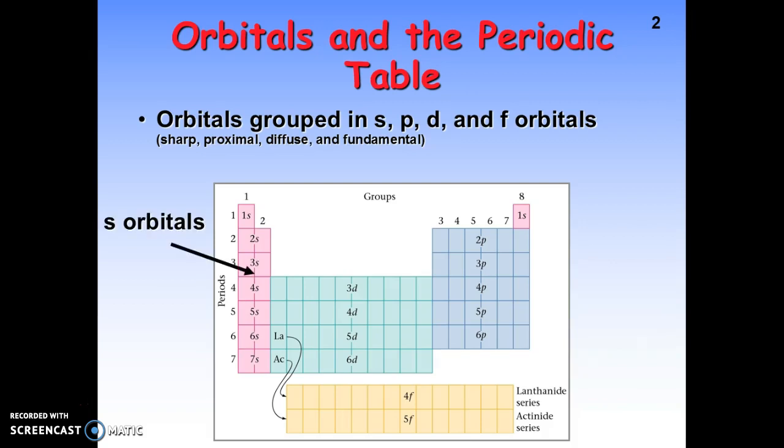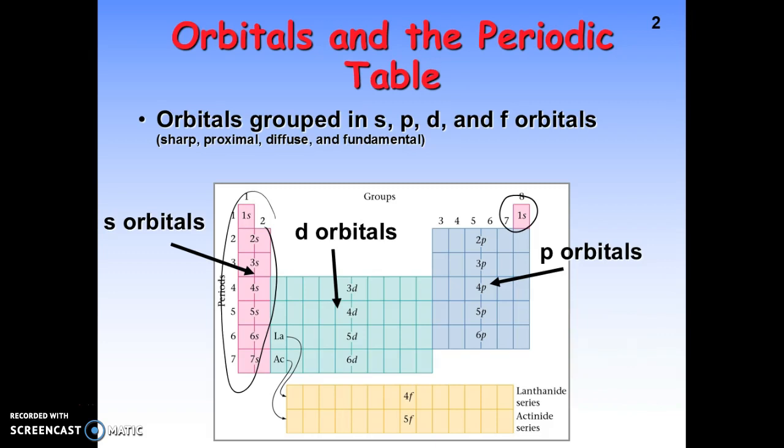So the S orbital is right here. These two right here, plus helium are in the S. P is all the blue block. D's are in the center, and they are in the green block, and F's are in the orange block.